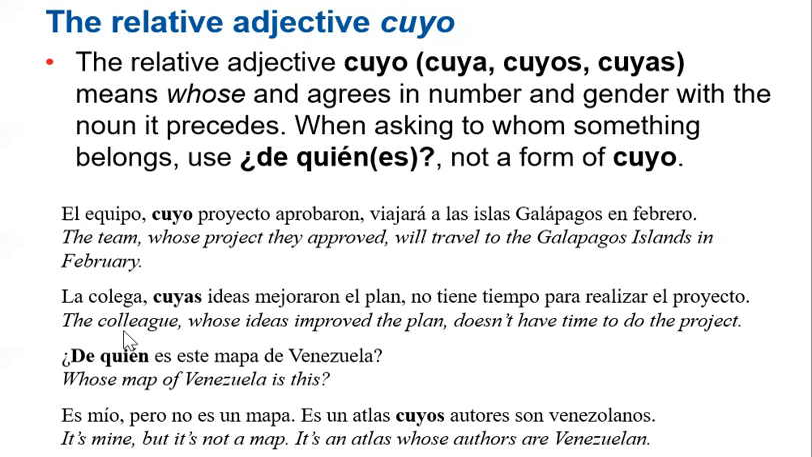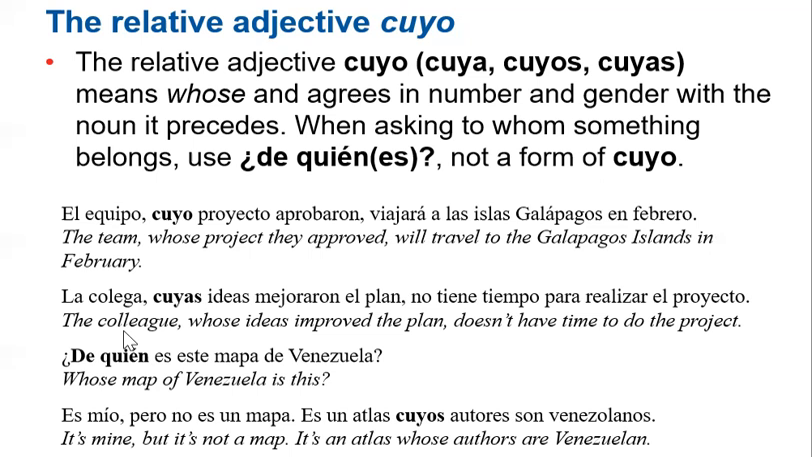If we are going to move on, let's look at this last example here. It's mine, but it's not a map. Es mío, pero no es un mapa. Es un atlas cuyos autores son venezolanos. So it's an atlas whose authors, but now we did use cuyos for whose in this case because it's no longer a question. So es un atlas cuyos autores, and that's agreeing with autores, masculine plural. That's why we have the masculine plural form here.